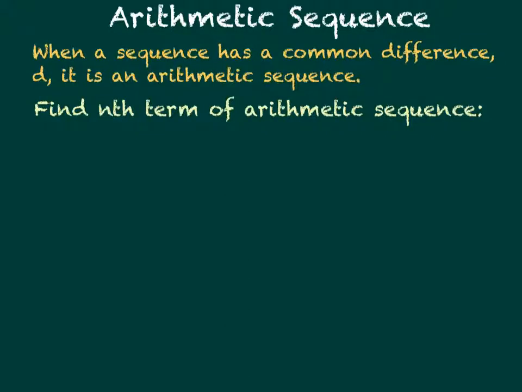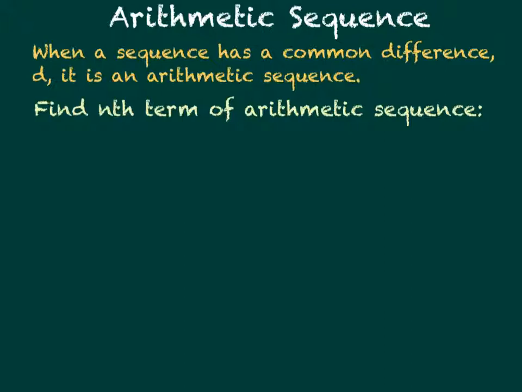Arithmetic sequence. When a sequence has a common difference, or d, it is called an arithmetic sequence. There is a simple formula with which we can find the nth term of any arithmetic sequence. So once you determine that it's arithmetic, this function will always work.